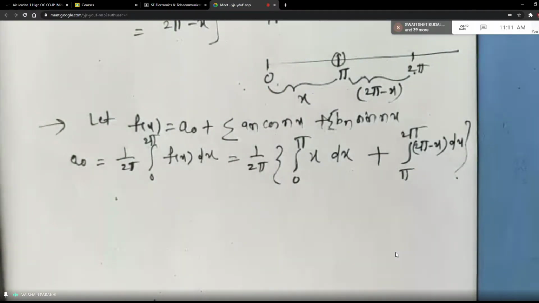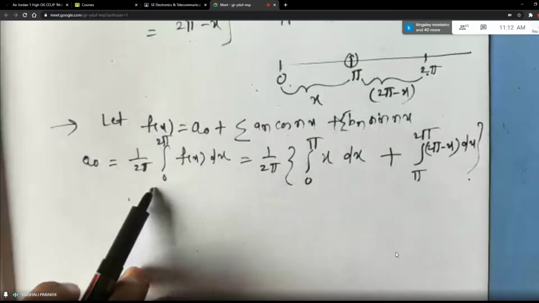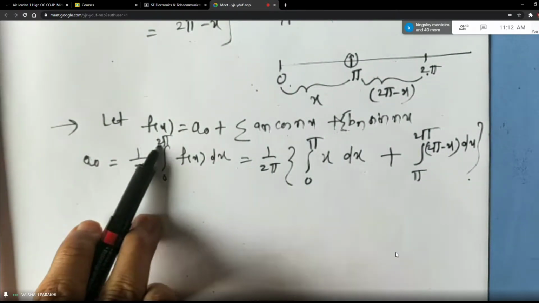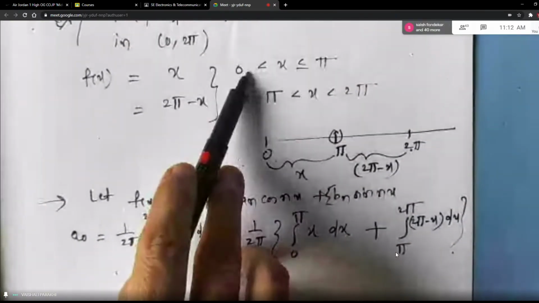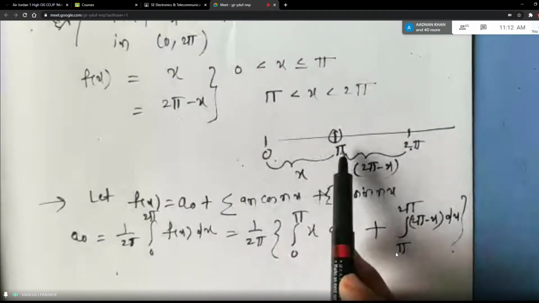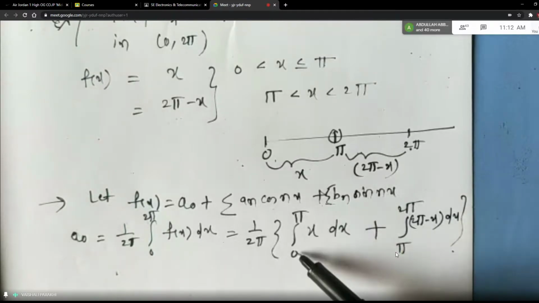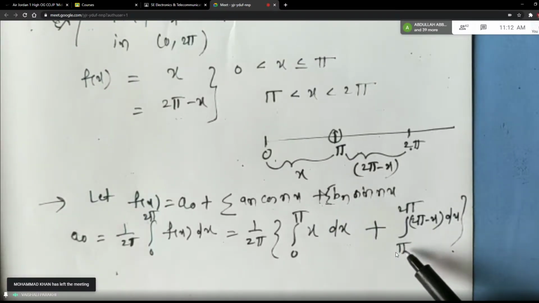All of you understood this substitution? If not, tell me. What about new students? Any doubt, students? Yes, can I repeat the step? Yes. Now see, what is the formula? In the formula, your limits are from 0 to 2 pi, right? But look at the problem. 0 to 2 pi is divided in two intervals. One is from 0 to pi and the other is from pi to 2 pi. So the first integral will be 0 to pi and the second will be from pi to 2 pi.